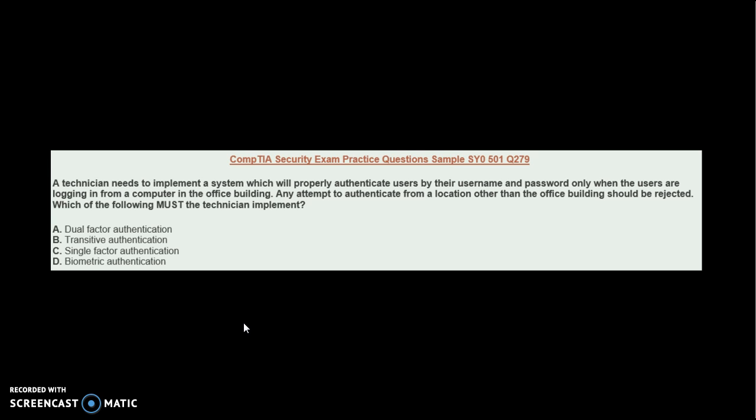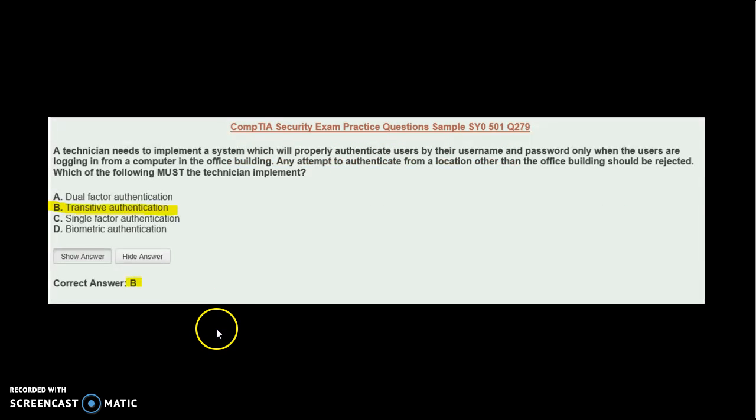A technician needs to implement a system which will properly authenticate users by their username and password only when the users are logging in from a computer in the office building. Any attempt to authenticate from a location other than the office building should be rejected. Which one must the technician implement? And that is transitive authentication.